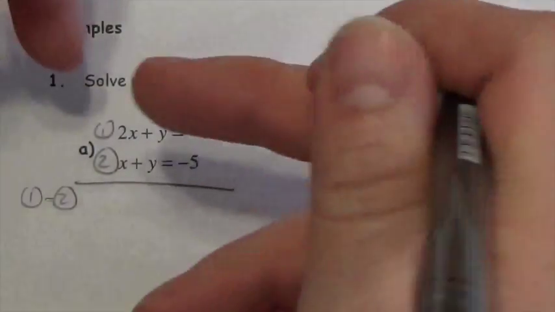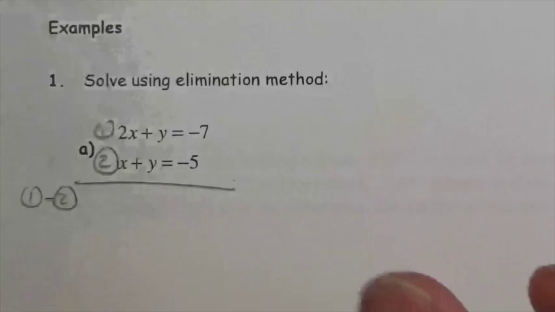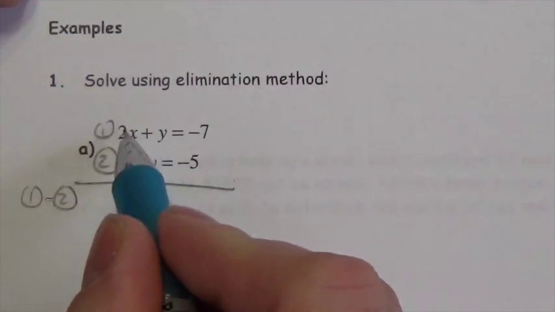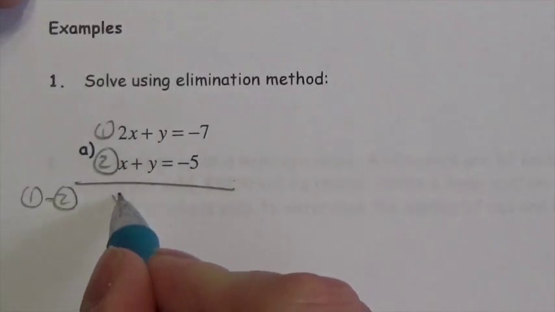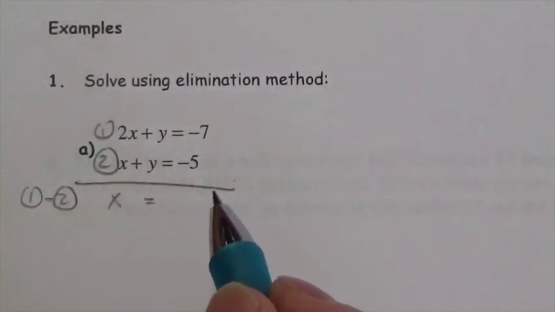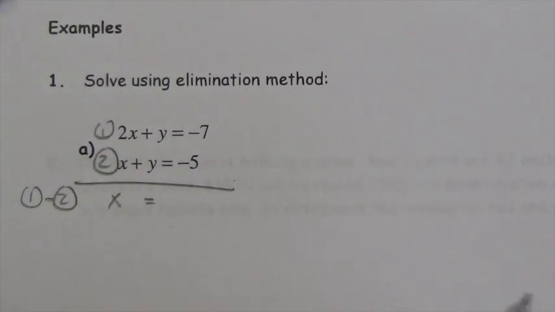So now you do this term by term. You're still combining like terms, but we're combining the terms of two separate equations. So 2x minus x is x. y minus y is 0, and that's the elimination part of this.